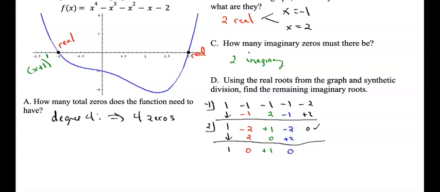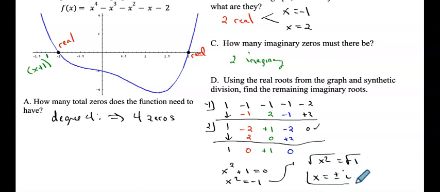And then that leaves me with a function of x squared plus 1 equal to 0, which ultimately turns into x squared equals negative 1. Bring this over. Square root both sides. And then I get x is equal to plus or minus i. So 2 roots here, x equals i, x equals negative i, x equals negative 1, x equals 2, and those are the remaining roots here.